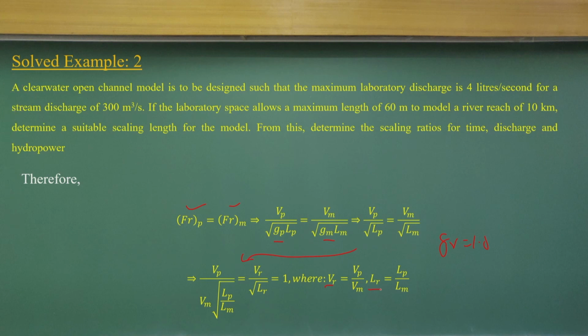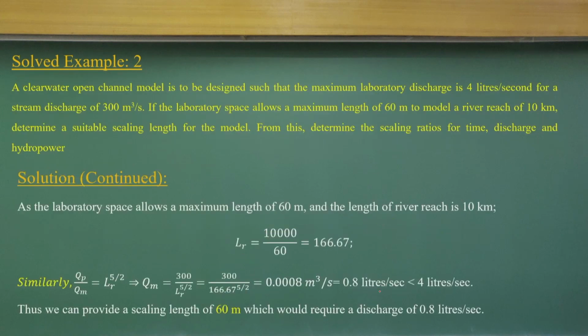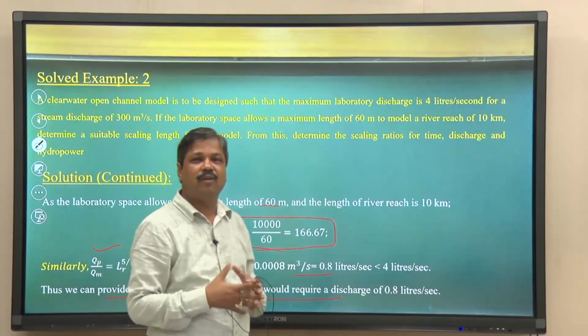And the next component is that because there is a constraint, only 60 meters we can use for the 10 kilometers, we have the length ratio. That is fixed for us. So, we can compute the discharge ratio to see how much water is necessary. That is 0.8 liter per second, which is much lesser than 4 liters. So, that means we can provide a scaling length of 60 meters, which requires a discharge of 0.8 liter per second. So, this is the design of a physical model.